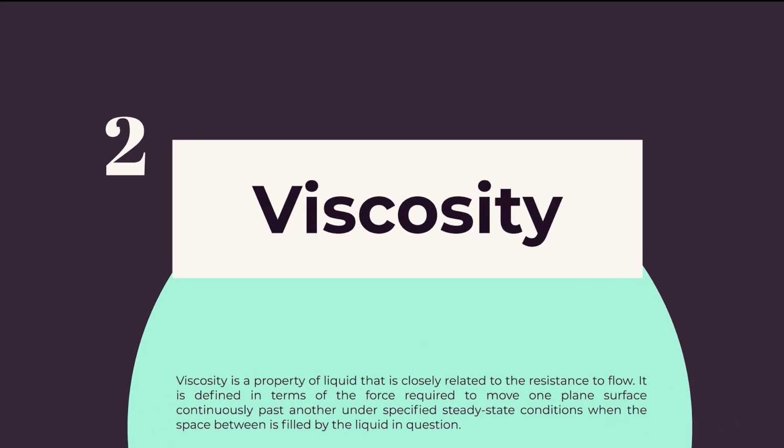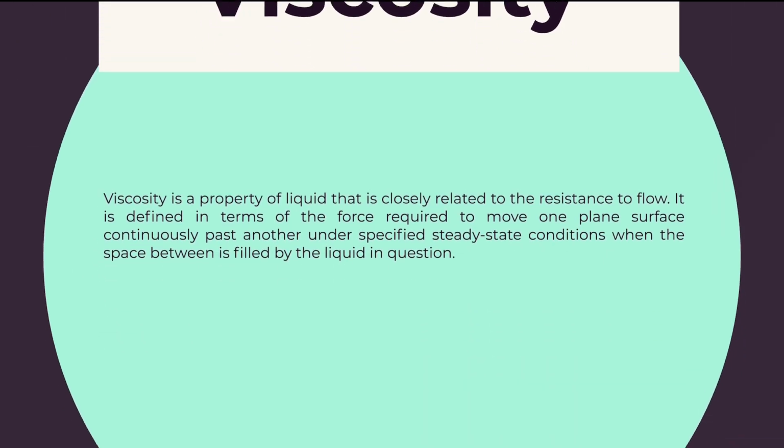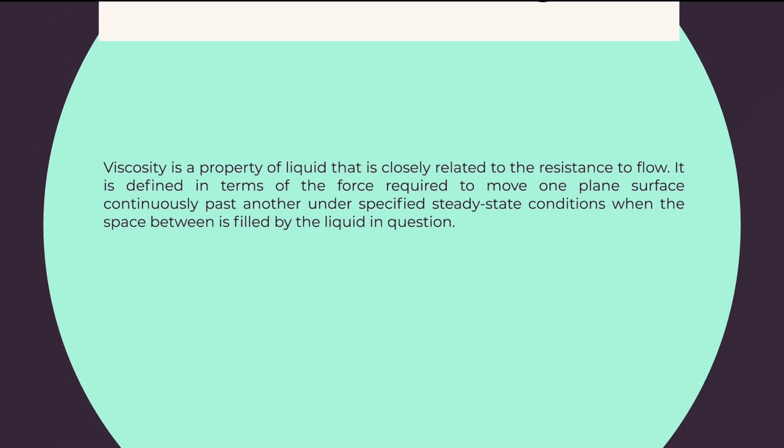2. Viscosity. Viscosity is a property of liquid that is closely related to the resistance to flow. It is defined in terms of the force required to move one plane surface continuously past another under specified steady-state conditions when the space between is filled by the liquid in question.